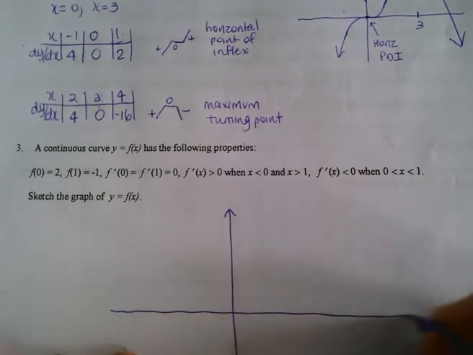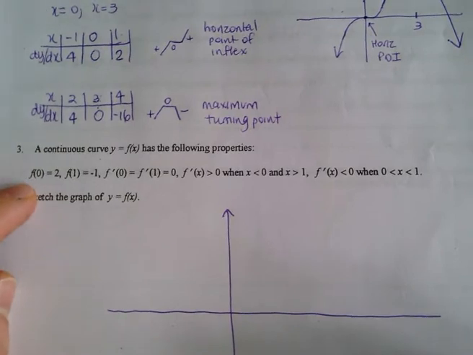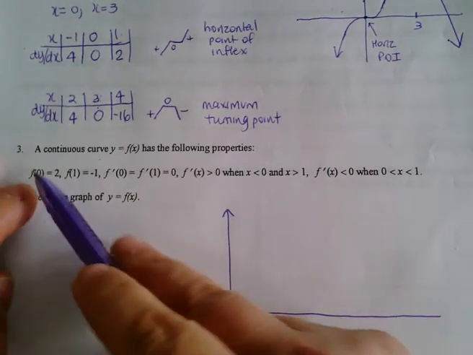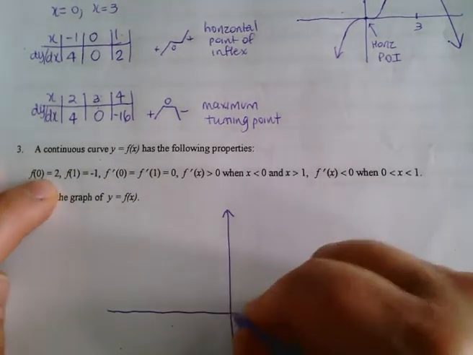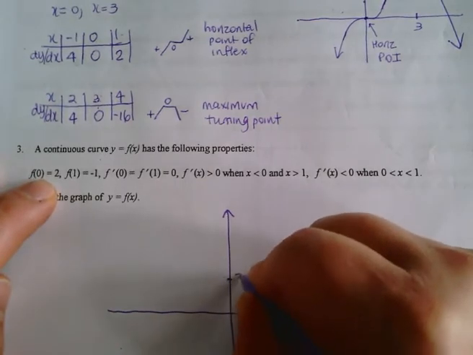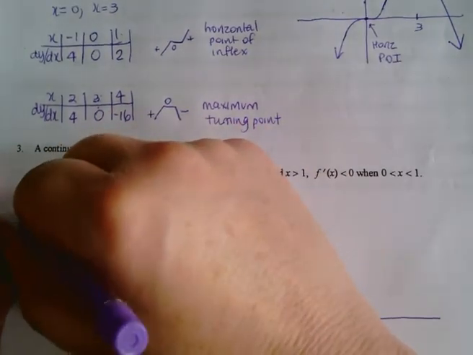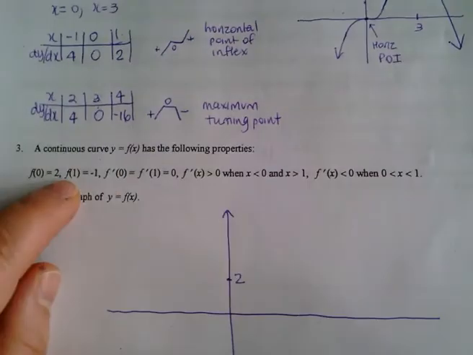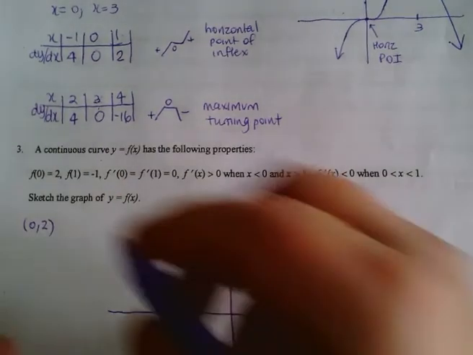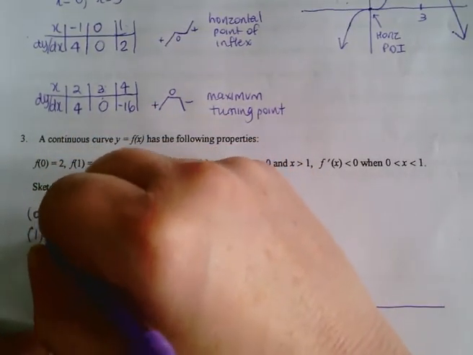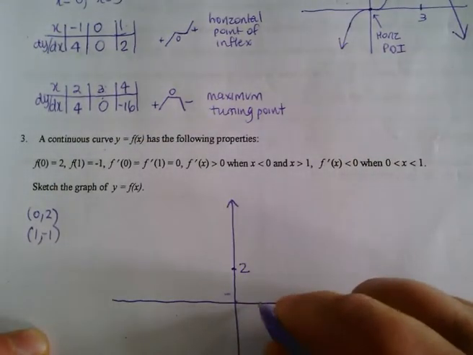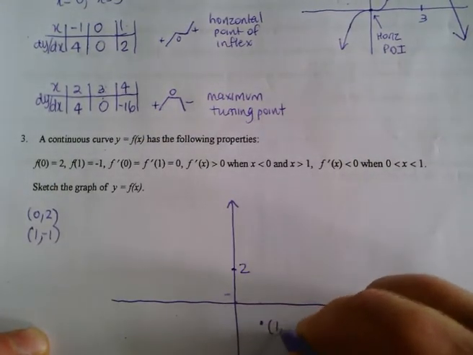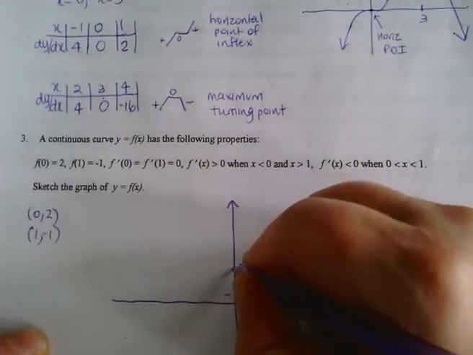Function of 0 is 2. What does that mean? Does that give you a point on the curve? When x is 0, y is 2. So function of 0 is 2. That means that's the point (0, 2). The function of 1 is negative 1. That means when x is 1, y is negative 1. So that's another point on the curve. So I've got 2 points.